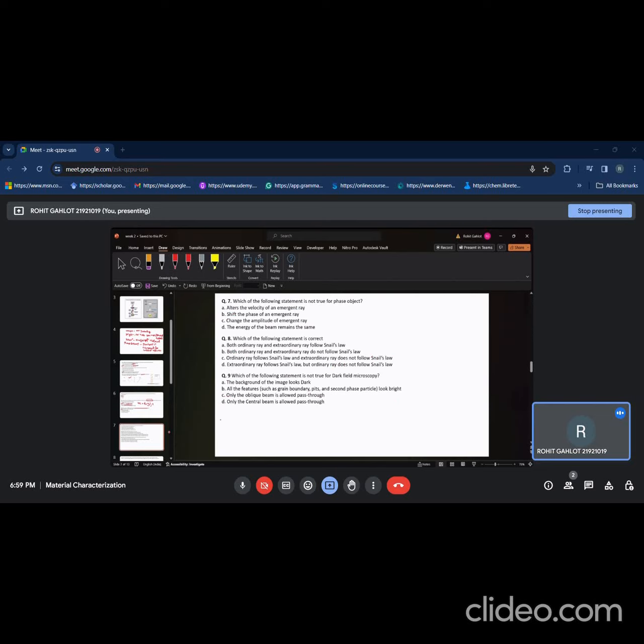Okay, moving to the next problem: which of the following statements is not true for phase objects? A, alters the velocity of an emergent ray; B, shifts the phase of an emergent ray; C, changes the amplitude of the emergent ray; and D, the energy of the beam remains the same. So yes, it changes the amplitude of the emergent ray.